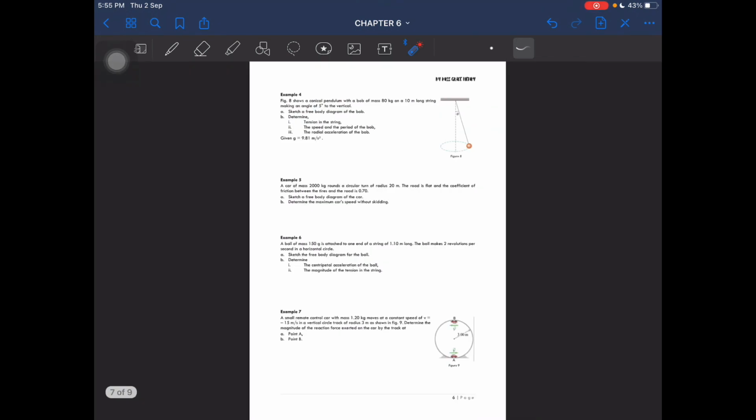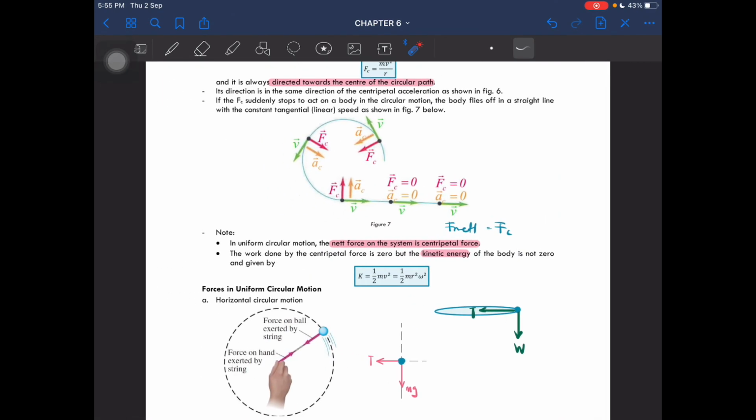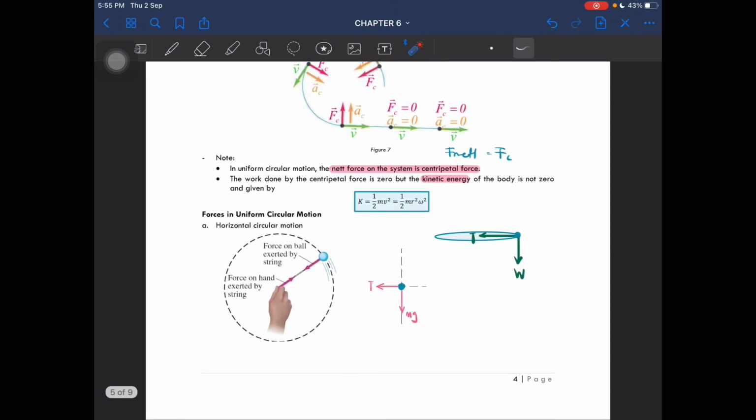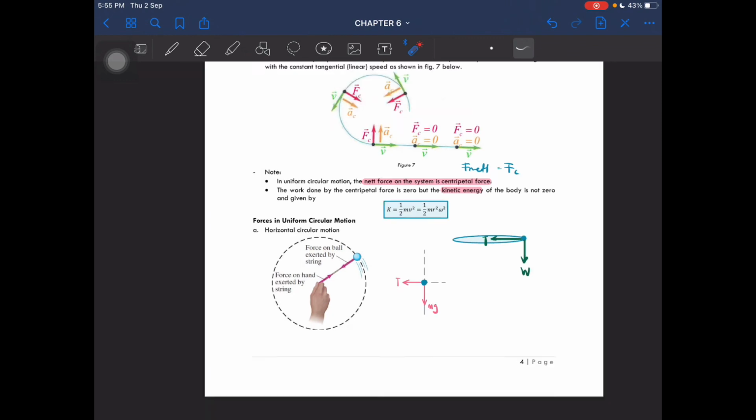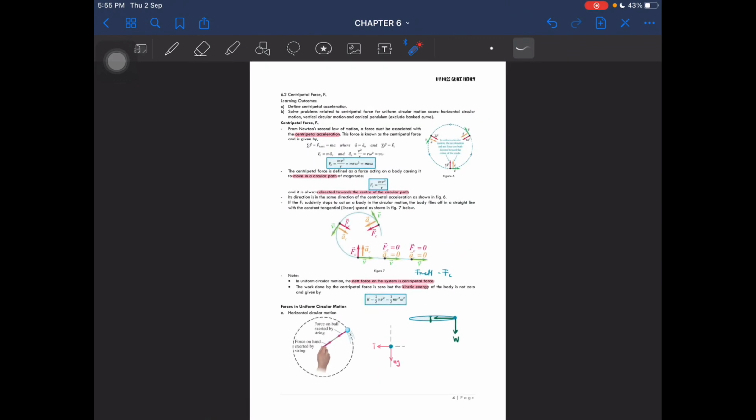Right, so that is basically how you draw the free body diagram in the case of uniform circular motion. Do remember that you cannot write FC in a free body diagram. Just remember we only have external forces, either a push or a pull. We have weight, tension, friction, and lastly the normal force. Don't write centripetal force. We don't write it in the free body diagram. So that is basically how you draw the free body diagram.